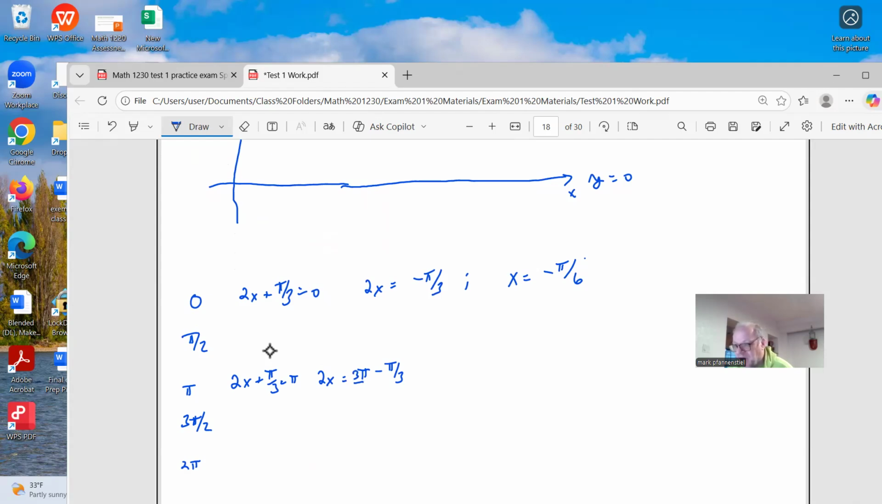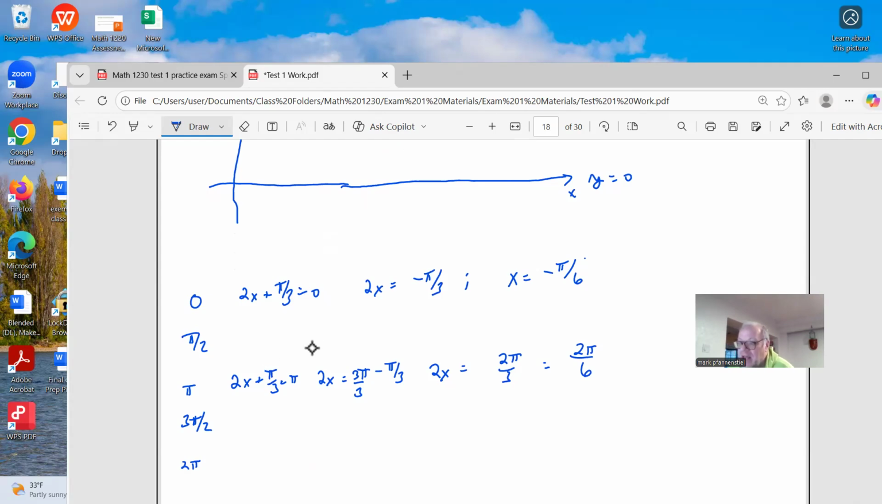Now, I can't just say pi minus pi over 3. There's fractions involved here. We've got to get common denominators and figure it out that way. So instead of pi, I'm going to say pi is actually 3 pi over 3. Now, 3 pi over 3 minus 1 pi over 3 is going to give me 2 pi over 3. So I've got 2x equals 2 pi over 3. The last thing I'm going to do is divide by 2 and say, okay, this is going to be 2 pi over 6. And you're like, but you can reduce. Yes, you can. Give me a moment to decide if I want to reduce or not.